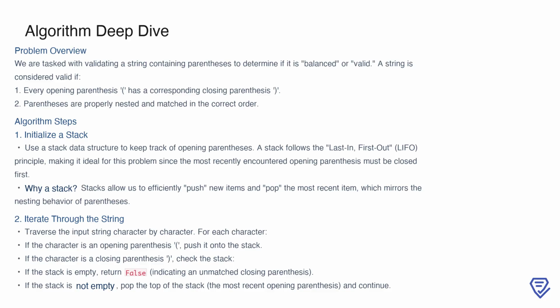Then, as we iterate through the string, whenever we encounter an opening parenthesis, we push it onto the stack. If we encounter a closing parenthesis, we check the stack. If the stack is empty, it means we have an unmatched closing parenthesis, so the string is invalid. If the stack is not empty, we pop the top of the stack, which represents the most recent unmatched opening parenthesis, and continue processing the string.